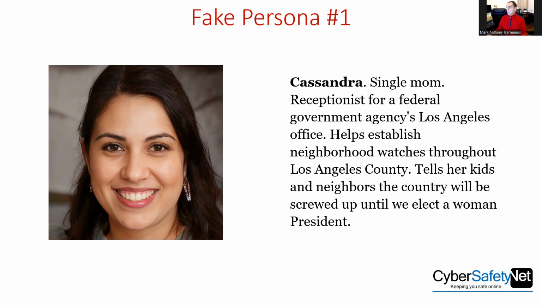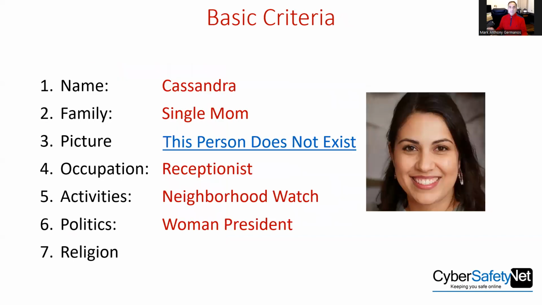Cassandra is a single mom. She's a receptionist for a federal government agency's LA office. She helps establish neighborhood watches throughout LA County. Cassandra tells her kids and neighbors the country will be screwed up until we elect a woman president. What information did Cassandra volunteer online? She volunteered that she's a single mom, she's a receptionist, she puts her time and energy into Neighborhood Watch, and she thinks we need a woman president.